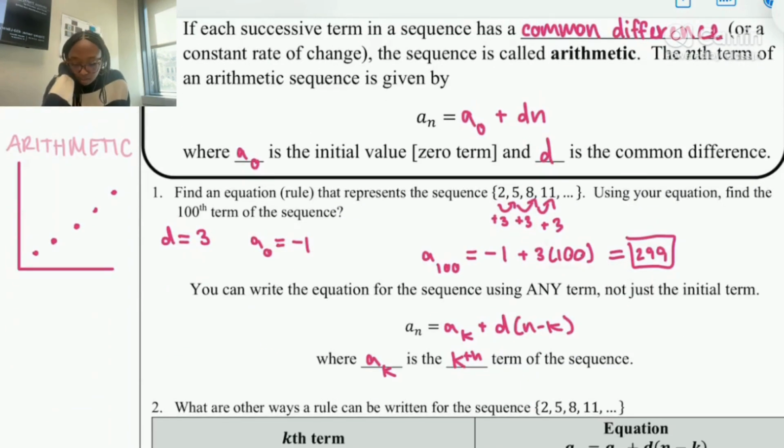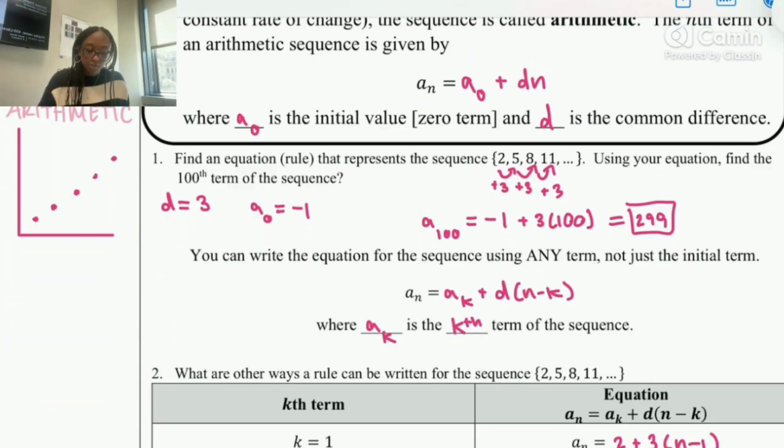So find an equation that represents the sequence 2, 5, 8, 11, and so on. Using your equation, find the 100th term of the sequence. So if we go 2 to 5, that's plus 3, 5 to 8 is plus 3, 8 to 11 is plus 3, so our common difference is plus 3. So d equals 3. And to find our 0th term, we go back from 2, which is our first term, and we'll get negative 1. So using our equation, we'll get a100 equals negative 1 plus 3 times 100, which will give us 299.